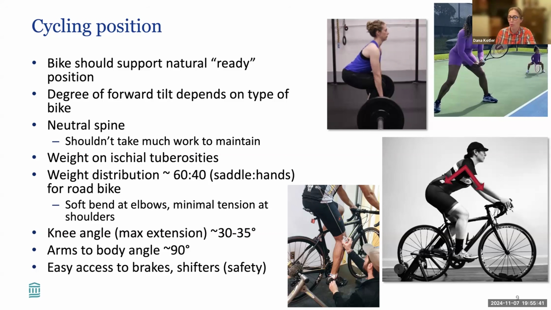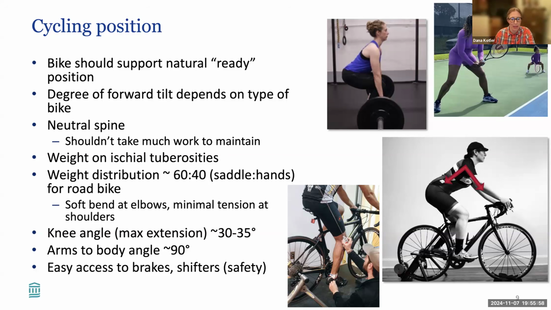You want your weight right over your pelvis on your ischial tuberosities and distributed between your butt and your hands, with a little bit more on the back end of the bike. So about 60-40 saddle to hands. Your arms should be active, because you're working a little bit to hold yourself up, but with minimal tension.